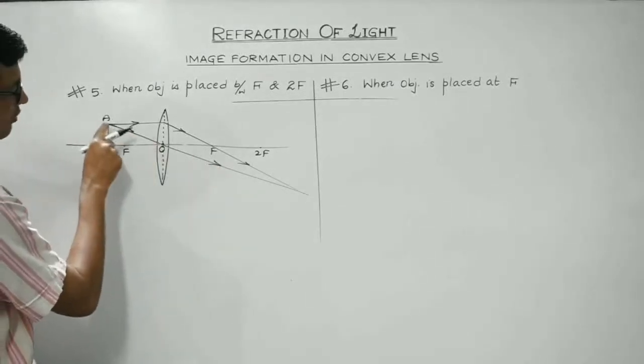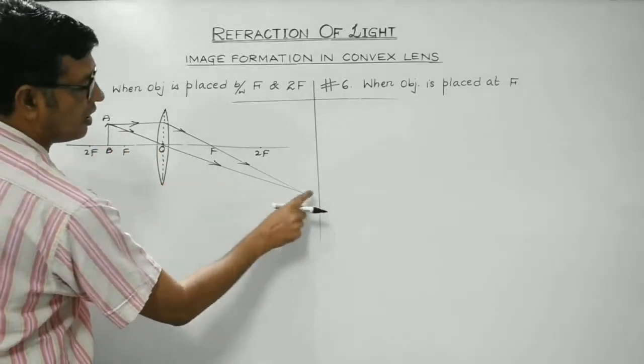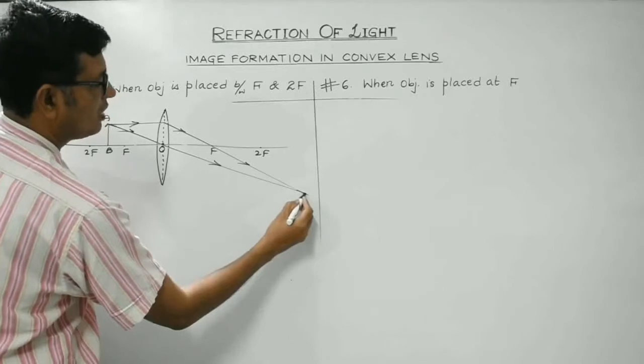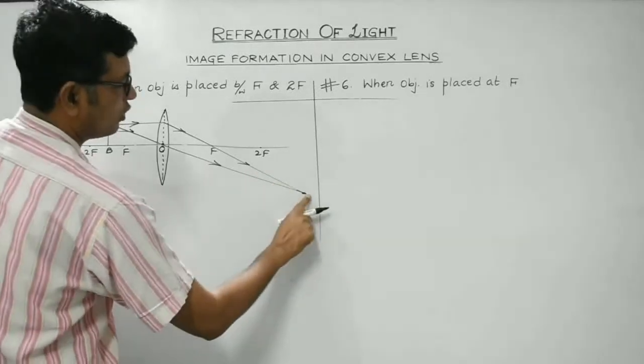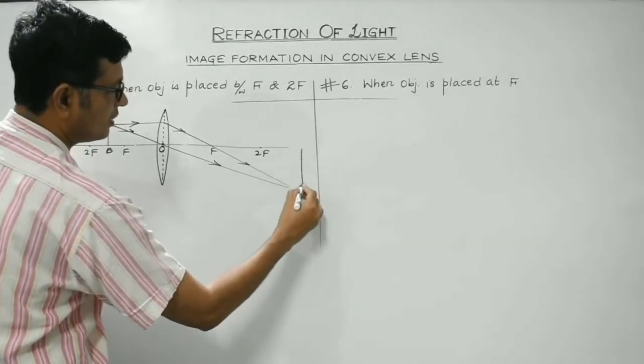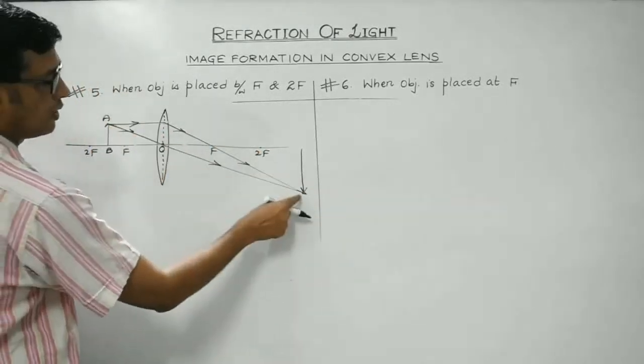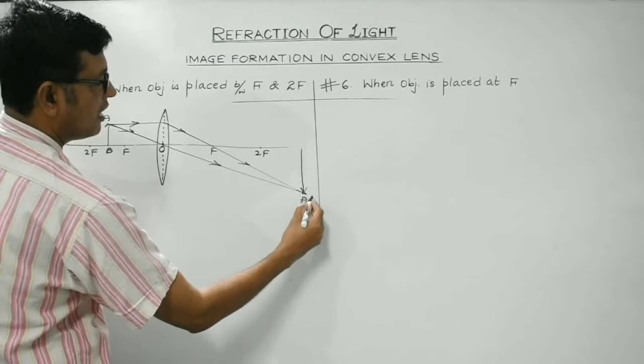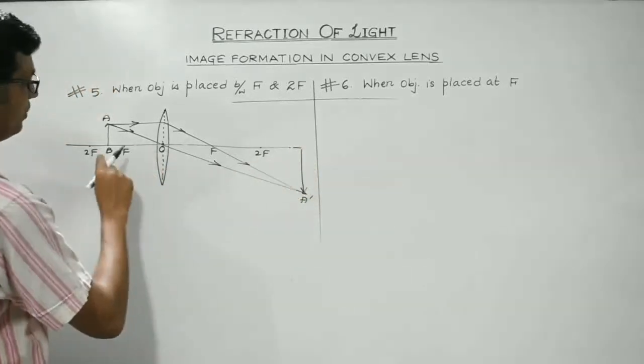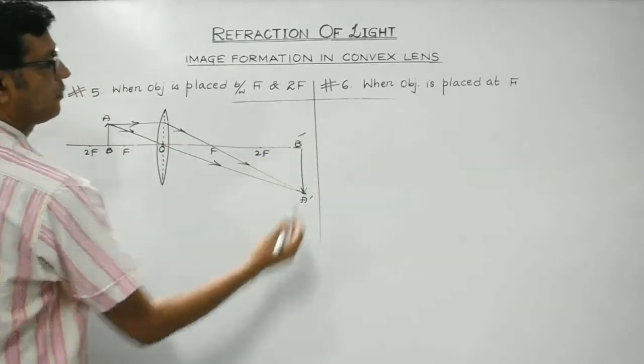So this is the ray which passes through the optical center, it will remain undeviated. So these two refractive rays meet at a point over here. If you drop a perpendicular to the principal axis, here the image will be obtained. And obviously, the top point will get inverted. So this is A dash, and the corresponding point of B would be B dash.